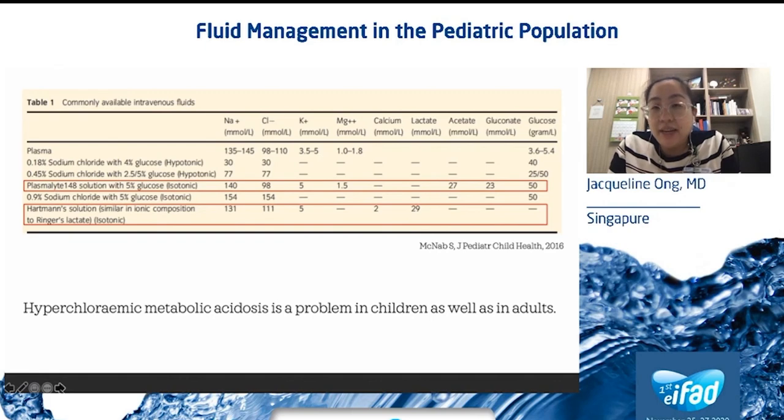Right now, we are still pending prospective studies in terms of the use of balanced solutions in children, but I think that's certainly well described on this platform with the International Fluid Academy, as well as in papers that presented that hypochloremic metabolic acidosis is an issue in both children and adults with worse outcomes.